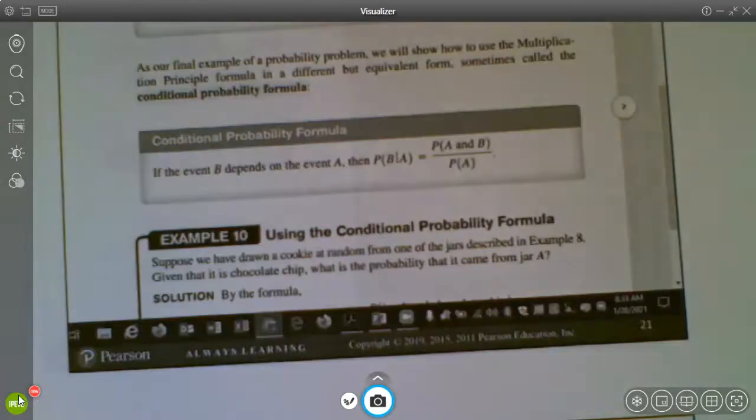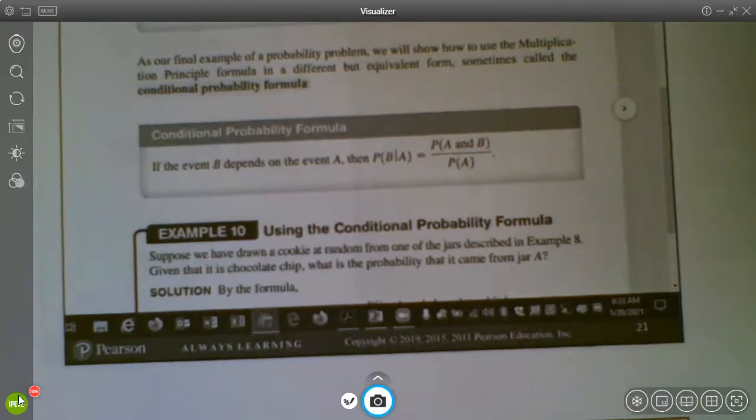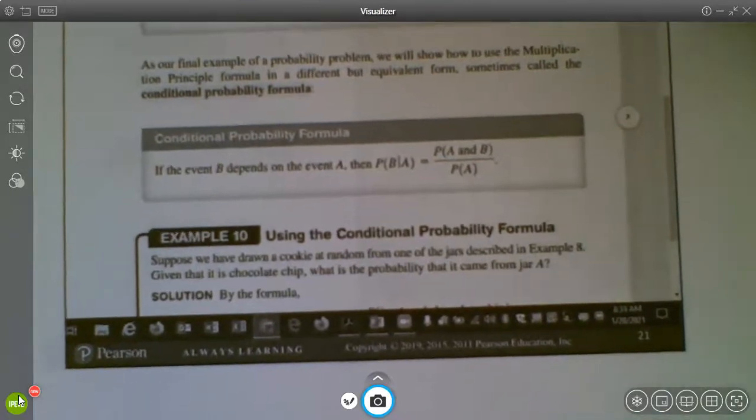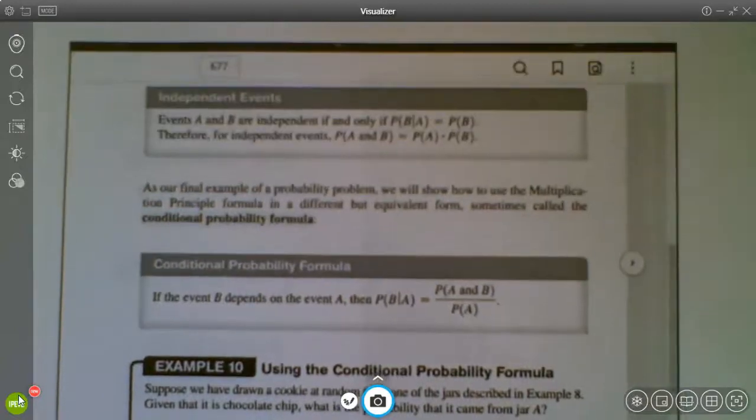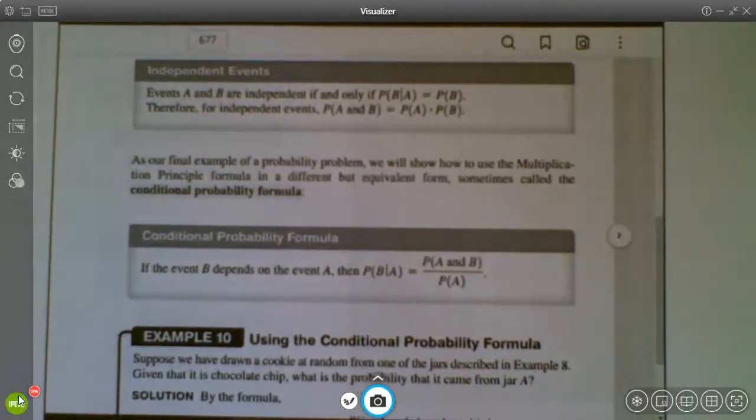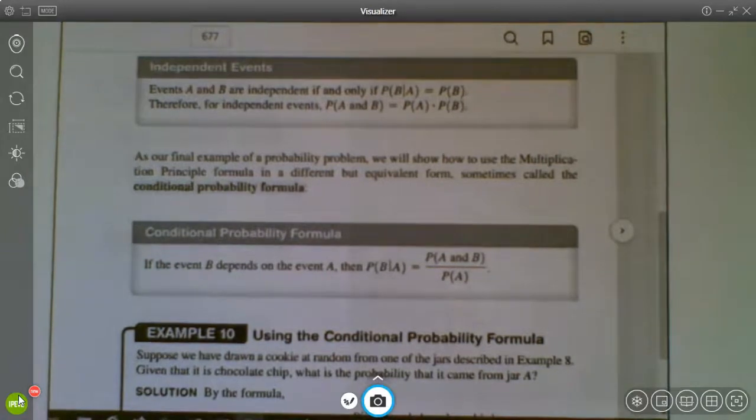So now let me move on to the final part, which is conditional probability. Let me give you the main idea behind conditional probability. Conditional probability is a case where they ask you a probability question, but then they give you more information. They add in a condition that changes your sample space.